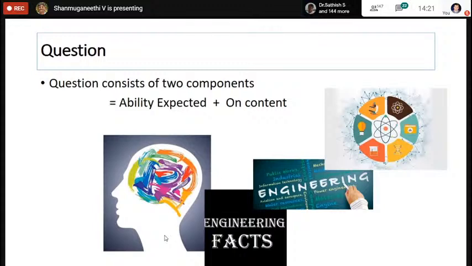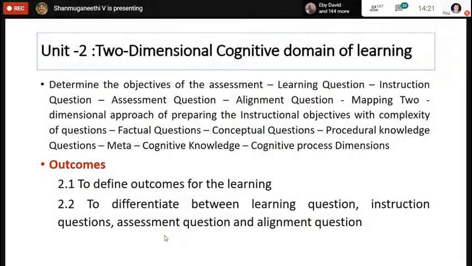The same when you talk about outcome: what ability needs to be demonstrated and what content. So I am just mapping the outcome with the question. When we are preparing the outcome, it can be converted into a question. Fine. So Unit 2 talks about determining the objectives of the assignment: the learning question, instruction question, assessment question, and alignment question.